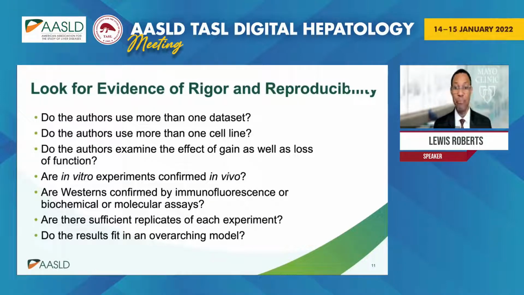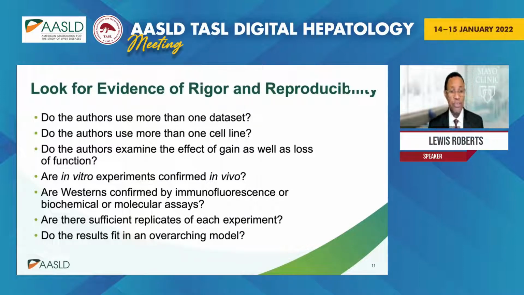For example, by immunofluorescence or biochemical or molecular assays, to show that the protein, with its increased expression, indeed shows increased function. Are there sufficient replicates of each experiment? Is the experiment only done once or a couple of times, or is it done 6 times or 9 times, to give us confidence that the same result is seen?